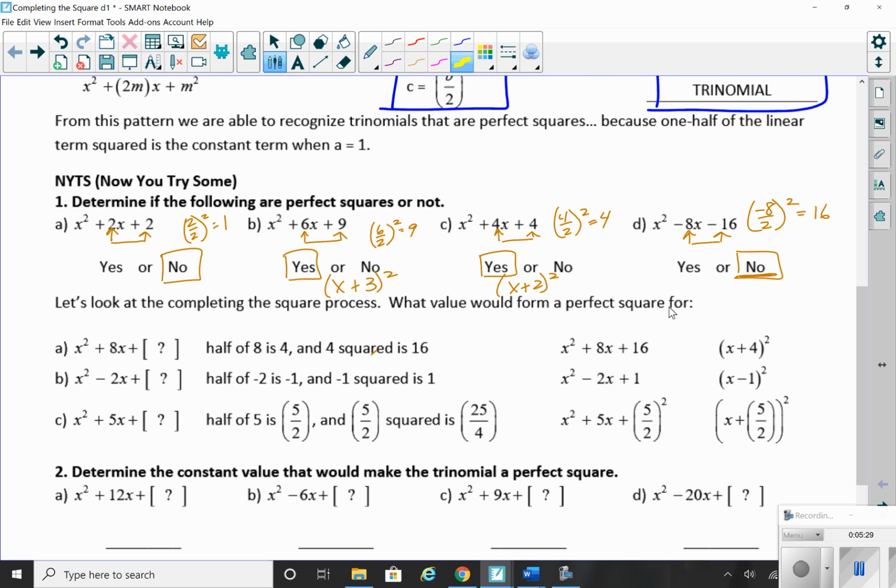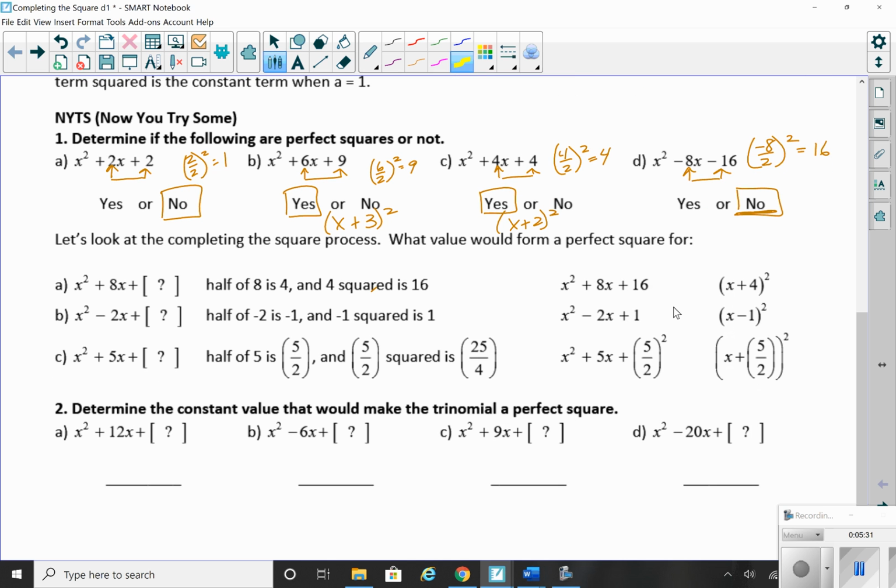It says, let's look at the completing the square process. What value would form a perfect square for? So in their first example, they have x squared plus 8x plus blank. Half of 8 is 4. 4 squared is 16. So the number that they're wanting to plug in here, the magic number, is 16. And that would factor into x plus 4, the quantity squared.